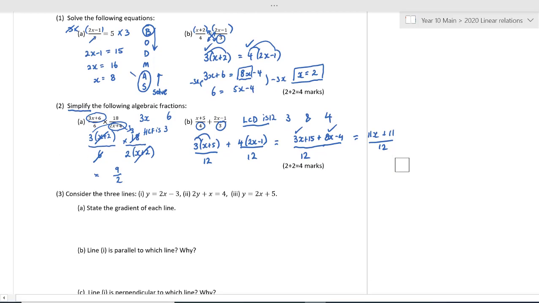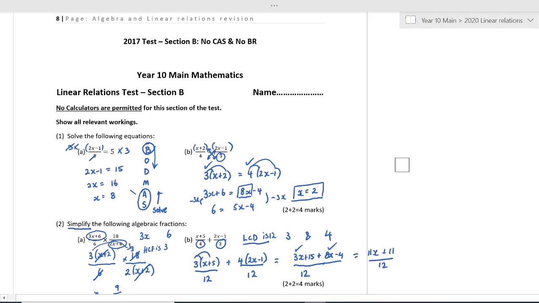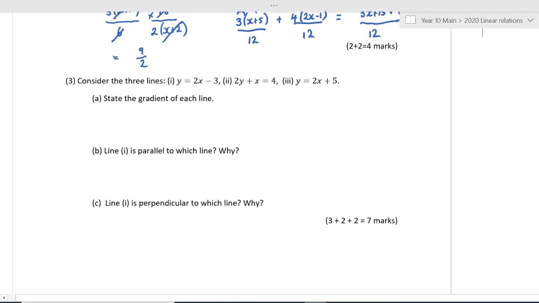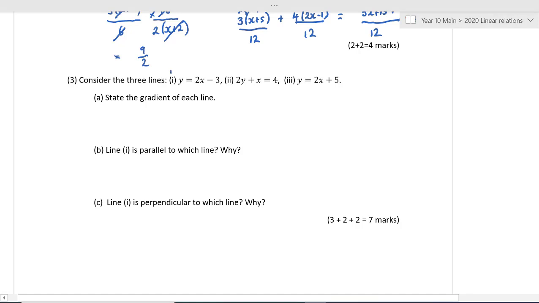Okay, now we're starting to get into repeats of the questions we've already been through in the first video. So we're on page 8 at the moment. Let's have a look at this. Consider these lines. We've got one, two, 3 lines. 2 of them are in y equals mx plus c form, but this one isn't. So we might have to deal with that in a second. Now it says state the gradient of each line.